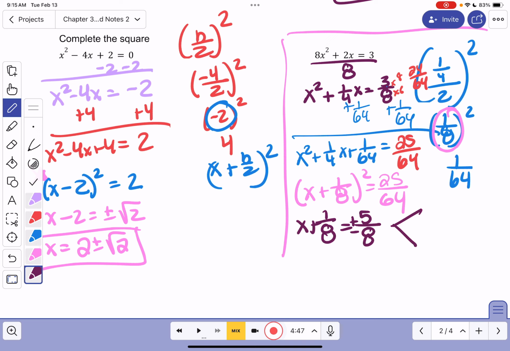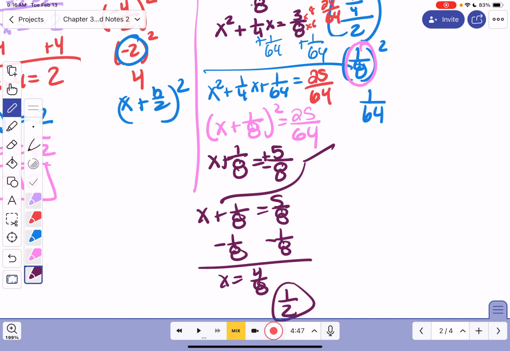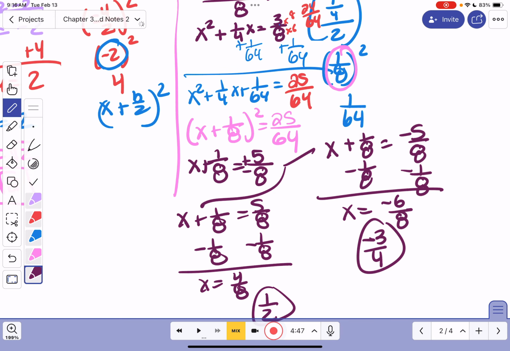So one way to do that is to write them out. I can do x plus 1/8 equals 5/8. And when I subtract 1/8 from both sides, I get 4/8, which is the same as 1/2. And then I could do x plus 1/8 equals negative 5/8. And when I subtract 1/8 from both sides, I get negative 6/8, which is negative 3/4. Now, the reason I did this one out is because I can get an answer from the fractions, whereas the square root would have rounded.